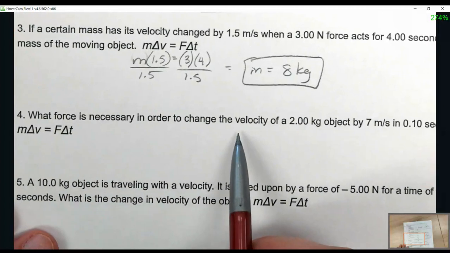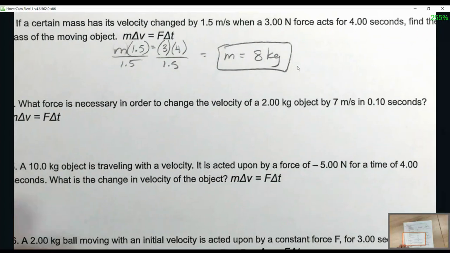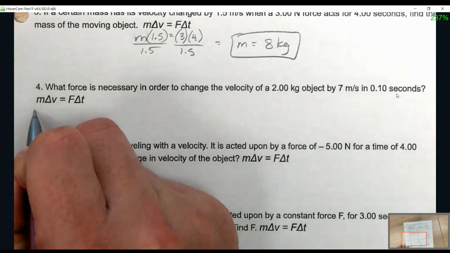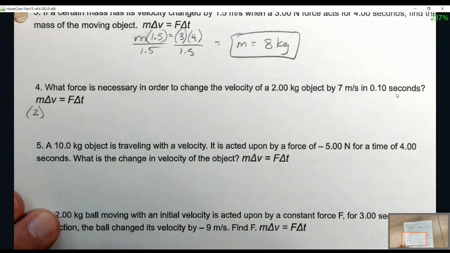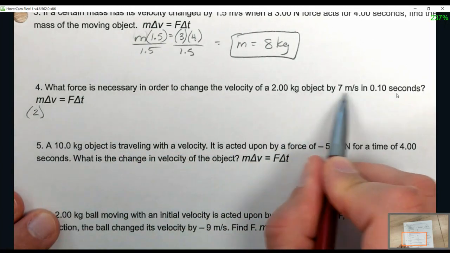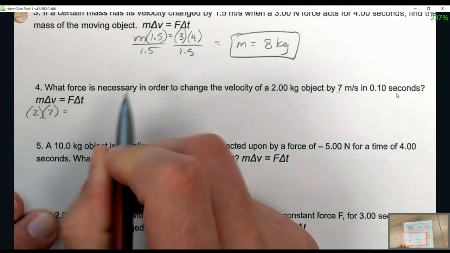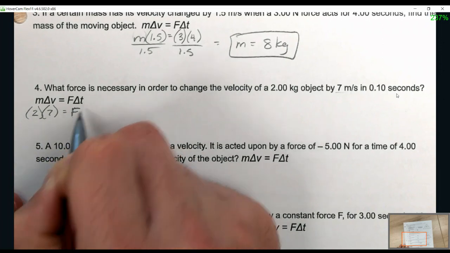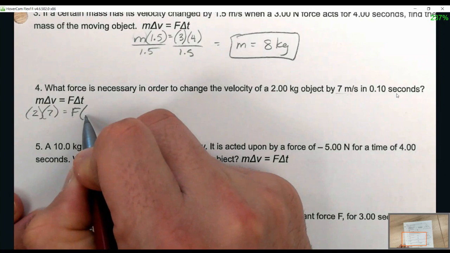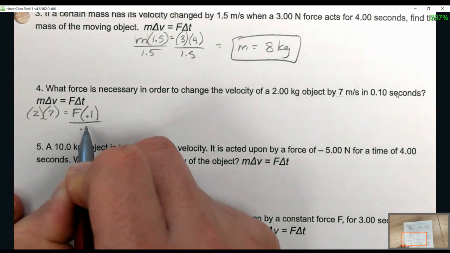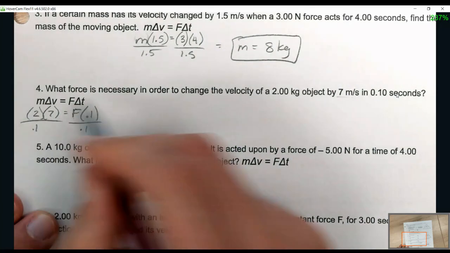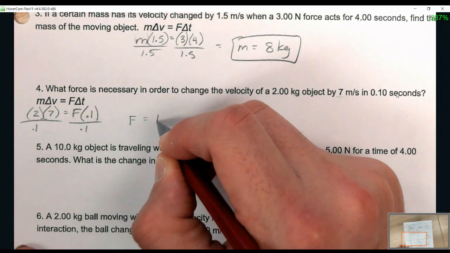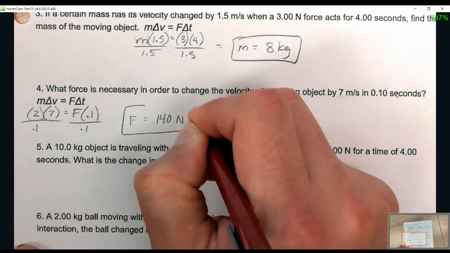What force is necessary in order to change the velocity of a 2 kilogram object by 7 meters per second in 0.10 seconds? So M is mass, 2 kilograms is for mass. What force, velocity would be 7, so V is 7. They want to know what force is, so that's our question mark, so we're just going to leave that as F. And the time that they gave us is 0.1 seconds, divide both sides by 0.1. 14 divided by 0.1 is going to tell us that you're hitting it with 140 newtons.